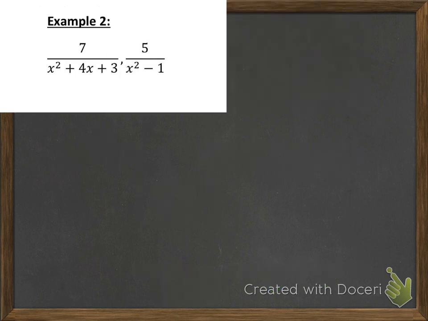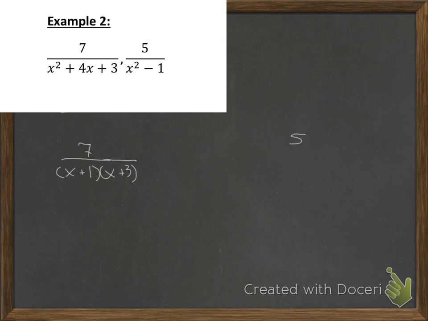All right, let's do another example. This one's a little bit different. We have 7 over x squared plus 4x plus 3, and then we have 5 over x squared minus 1. So let's think about factoring our denominators. This is a trinomial, so one method we could use would be the AC method. When we factor it, we get x plus 1 times the quantity x plus 3.